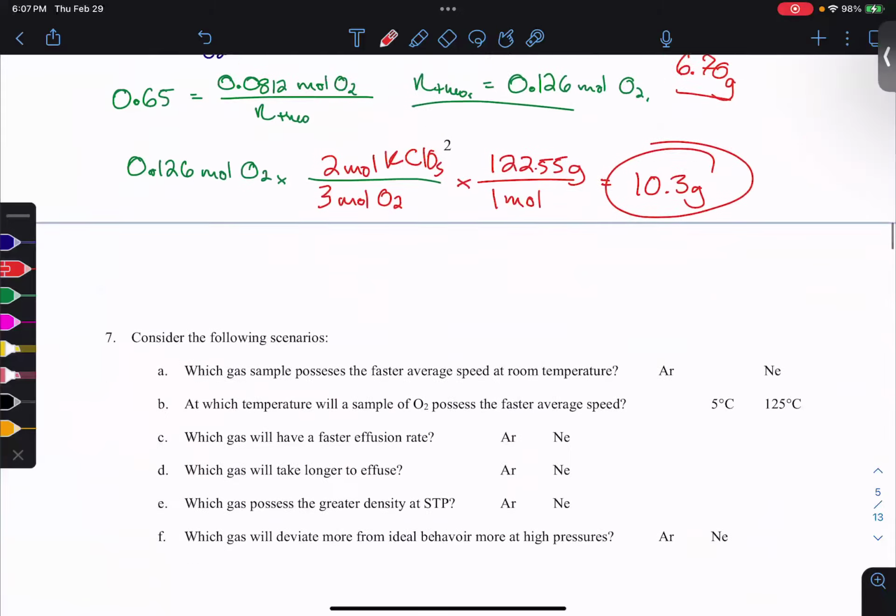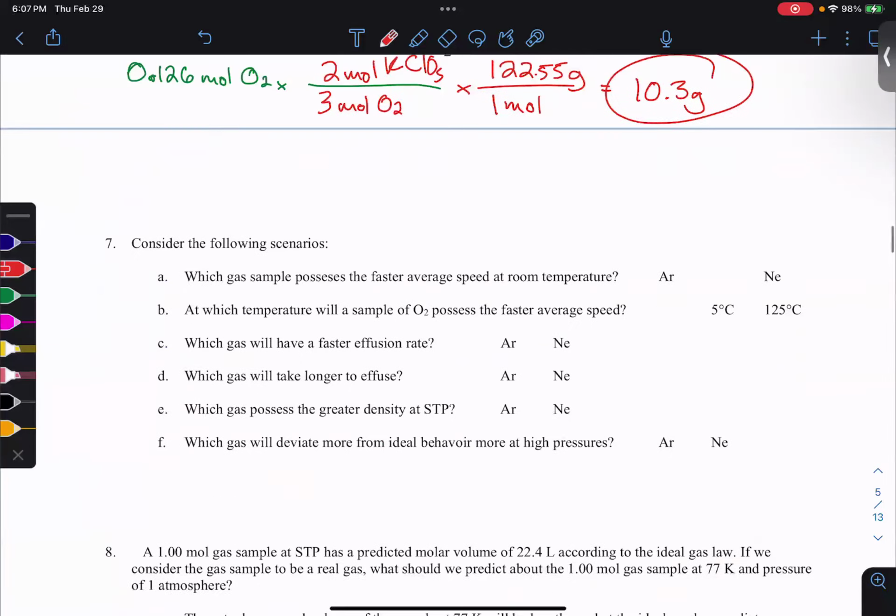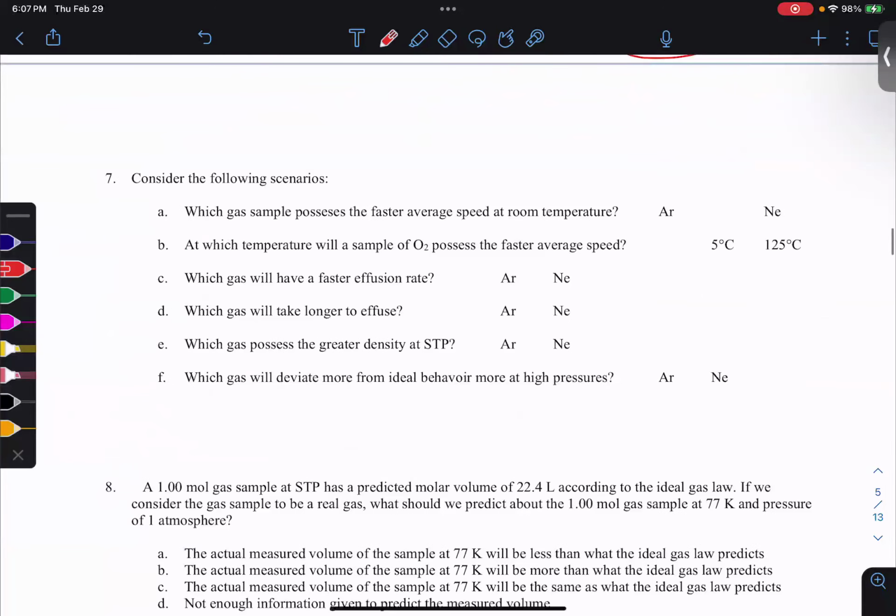Okay. All right. Okay, almost done with gases. Thank goodness. All right. Concepts, no math.